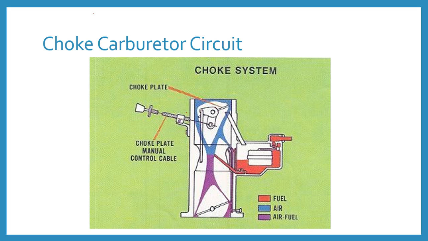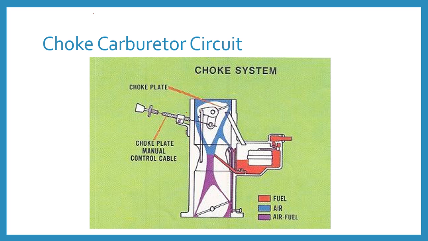So as the engine is started, the movement of the air through the air horn causes the choke valve to open slightly, and also the induction manifold vacuum acts upon the piston, which is pulled outward to open the choke valve further. The choke valve may remain in this position until the engine is warmed up.